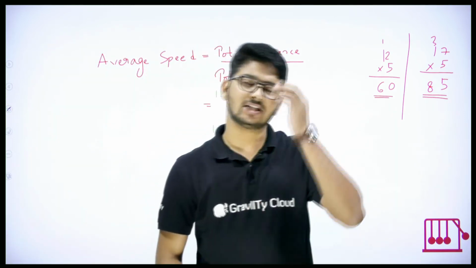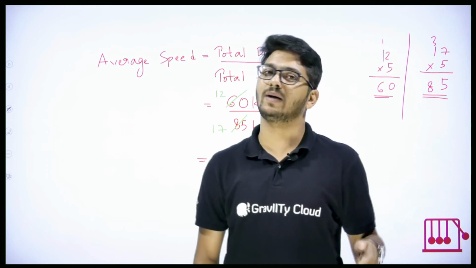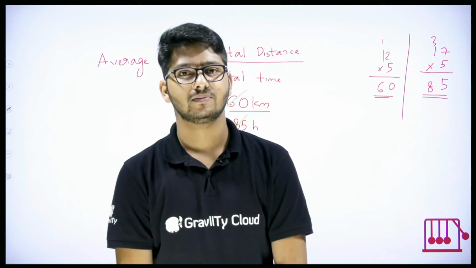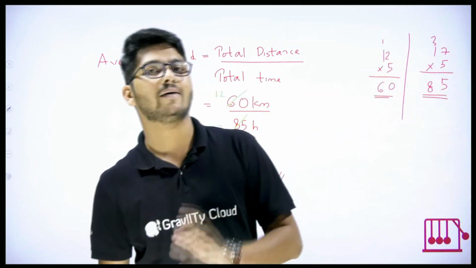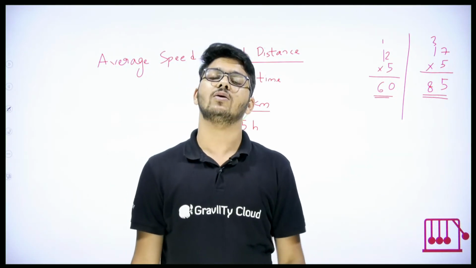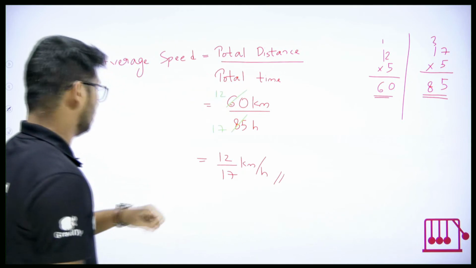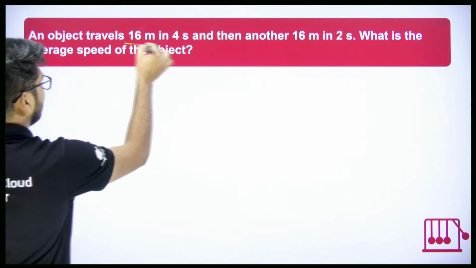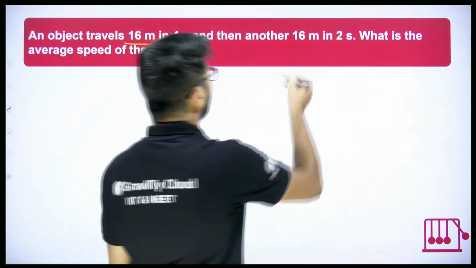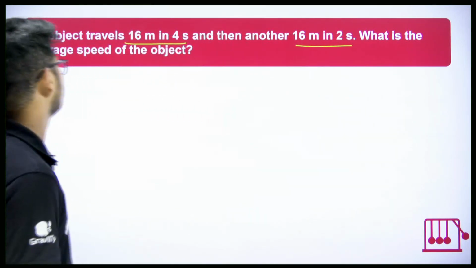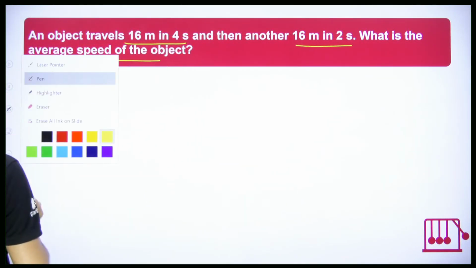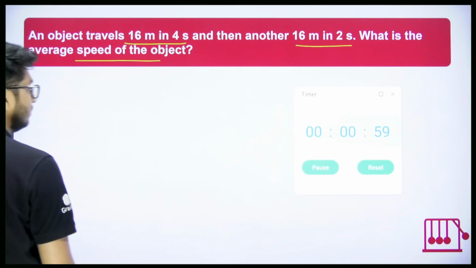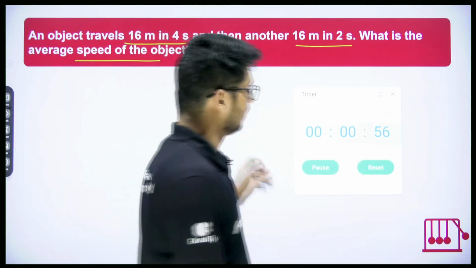Clear? So for average speed, it's a very simple formula, total distance by total time. That's it. If you stick to the formula, you will get the answer. So speed is equal to distance by time. Average speed is equal to total distance by total time. Good? Okay. Let's go into another question here. Very simple question. An object travels 16 meter in 4 seconds and another 16 meter in 2 seconds. What is the average speed of the object? I'll give you 1 minute of time. Please solve it. Everyone, please solve it.